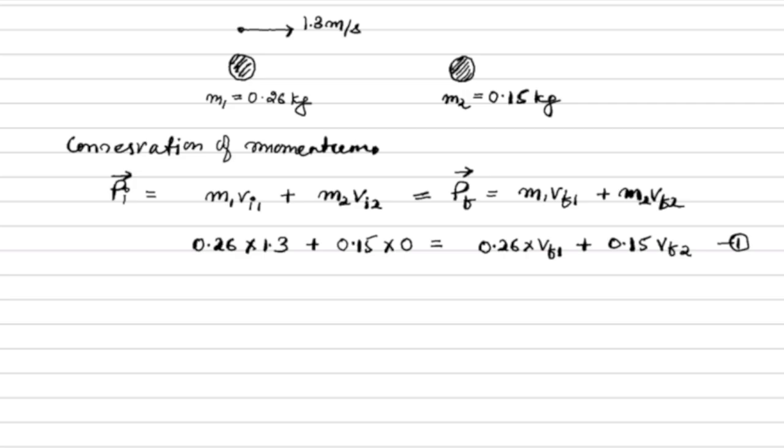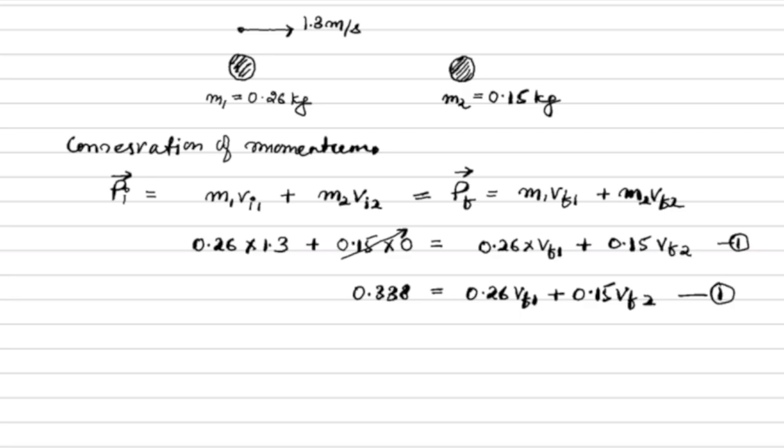Now let me simplify this. This is 0, so it will cut out. I will calculate this with my calculator. It is 0.26 multiplied by 1.3, and that will be 0.338. So 0.338 will be equal to 0.26 VF1 plus 0.15 VF2.